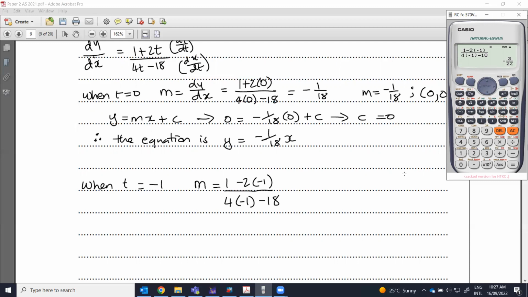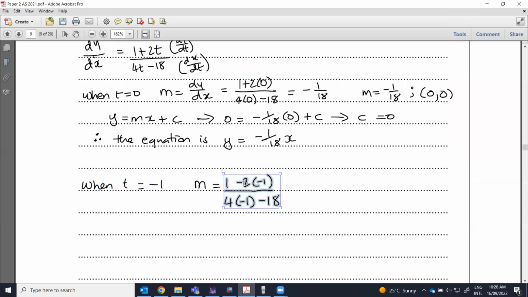Why do I have a minus here? Sorry, this should be a plus. That's a mistake. Okay, my answer is 1 over 22. So here I should have a plus, because that's the formula. So this is 1 over 22. I have my gradient, and my point is (20, 0).